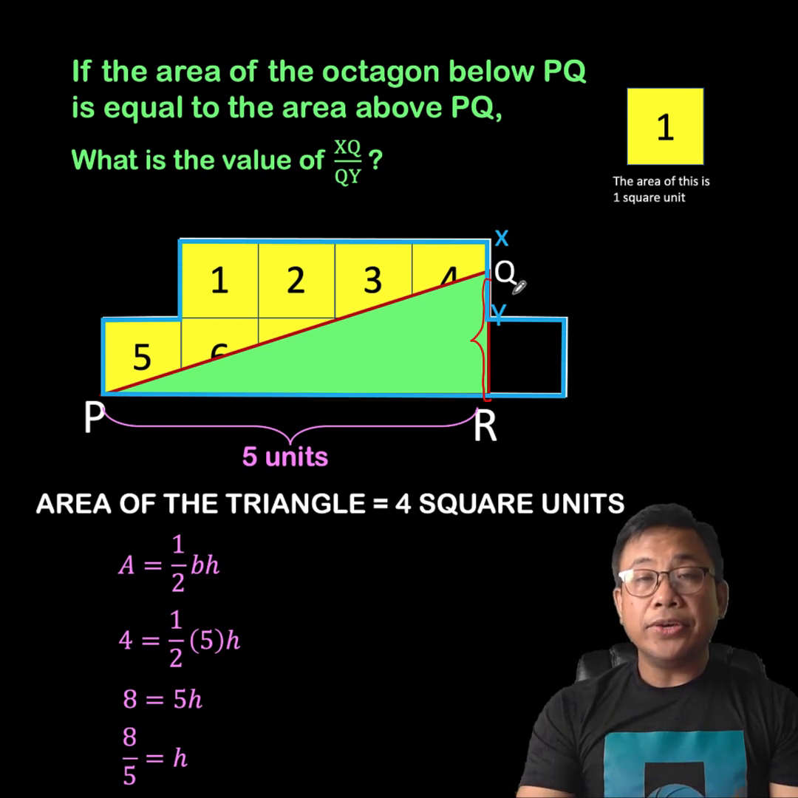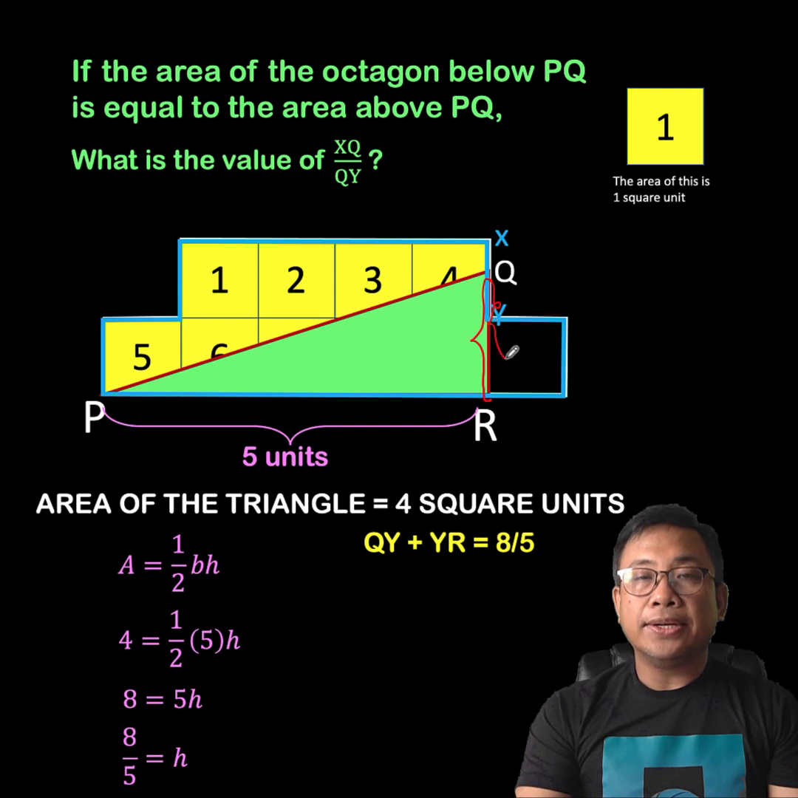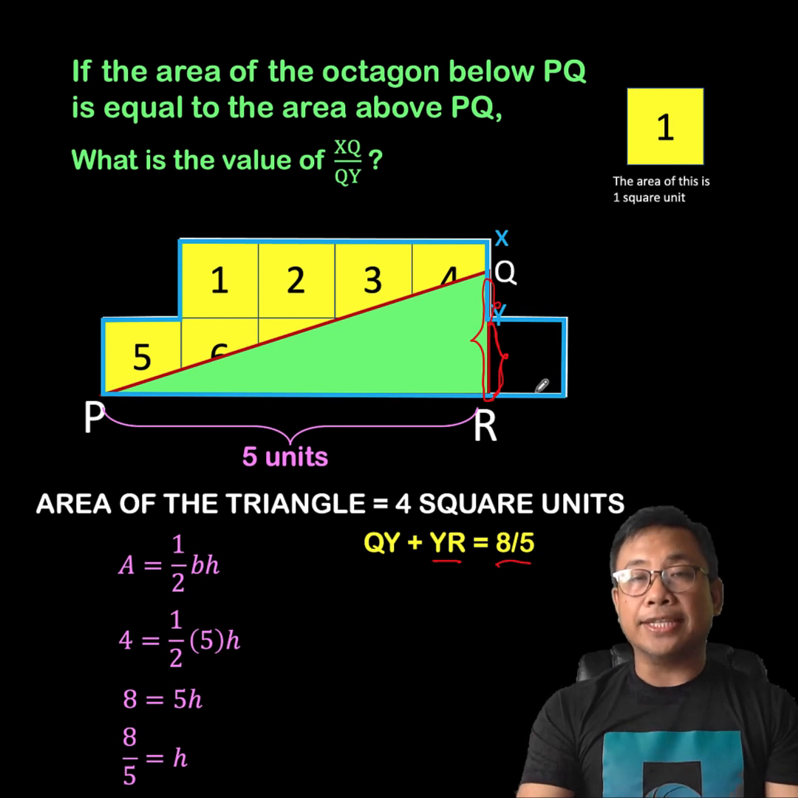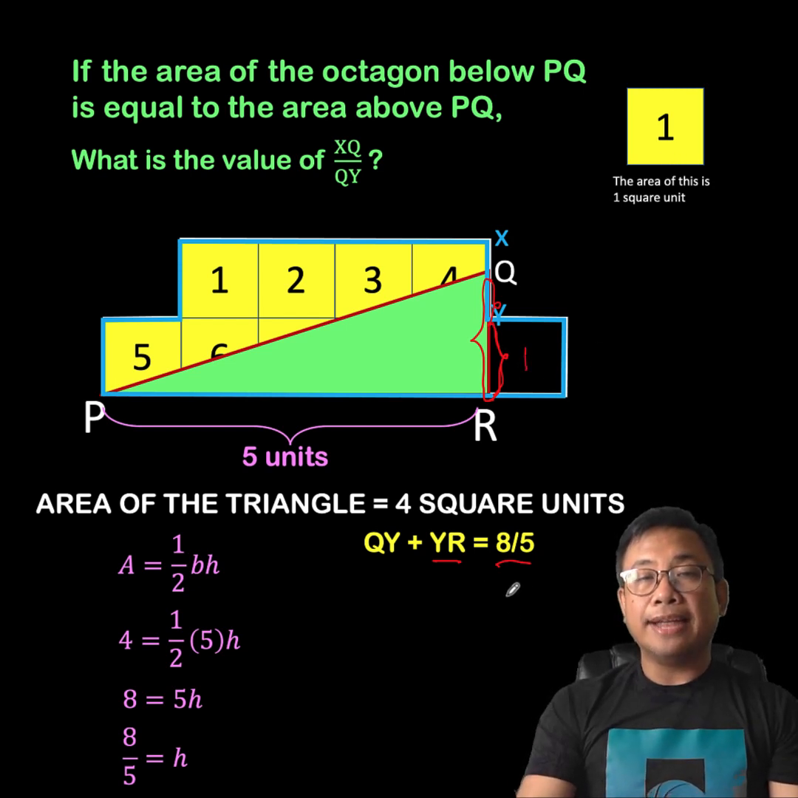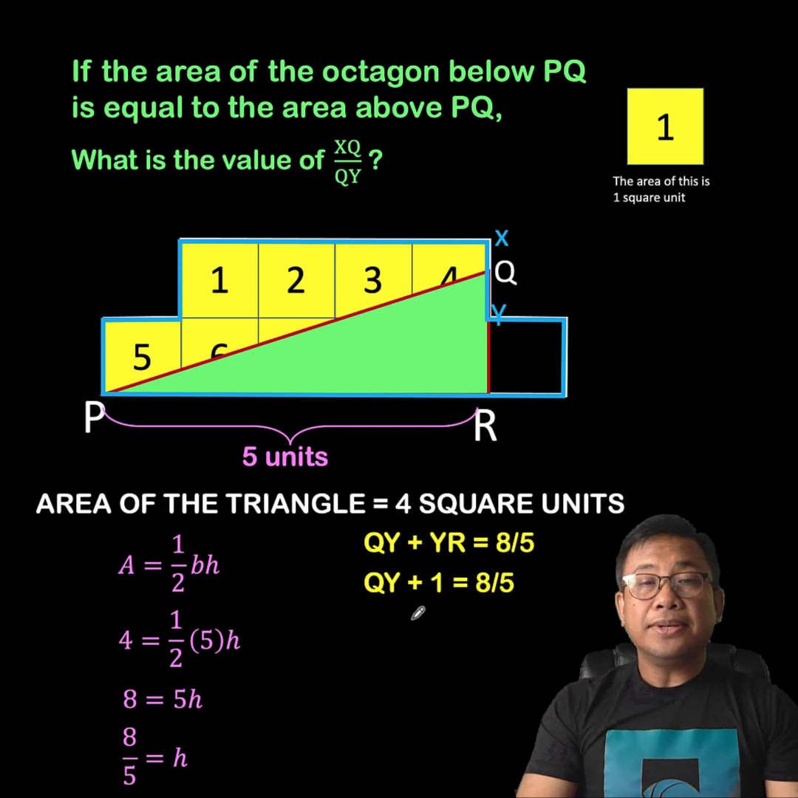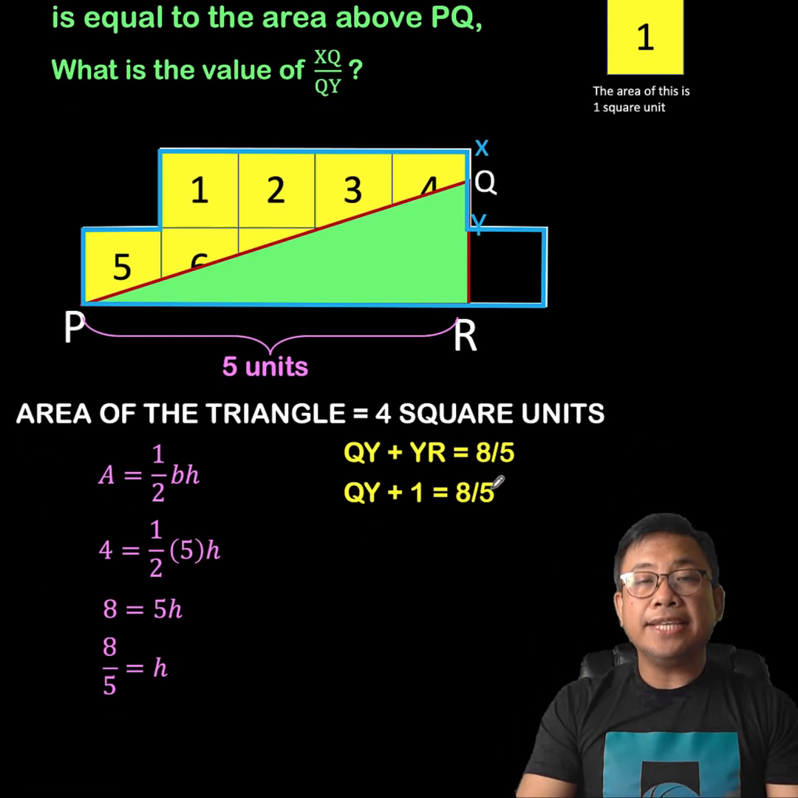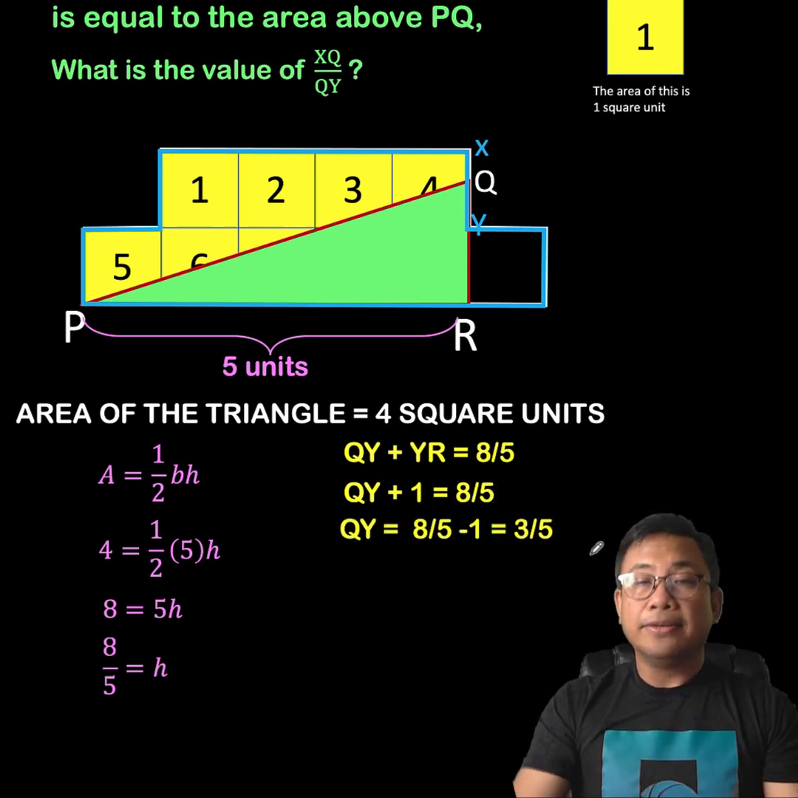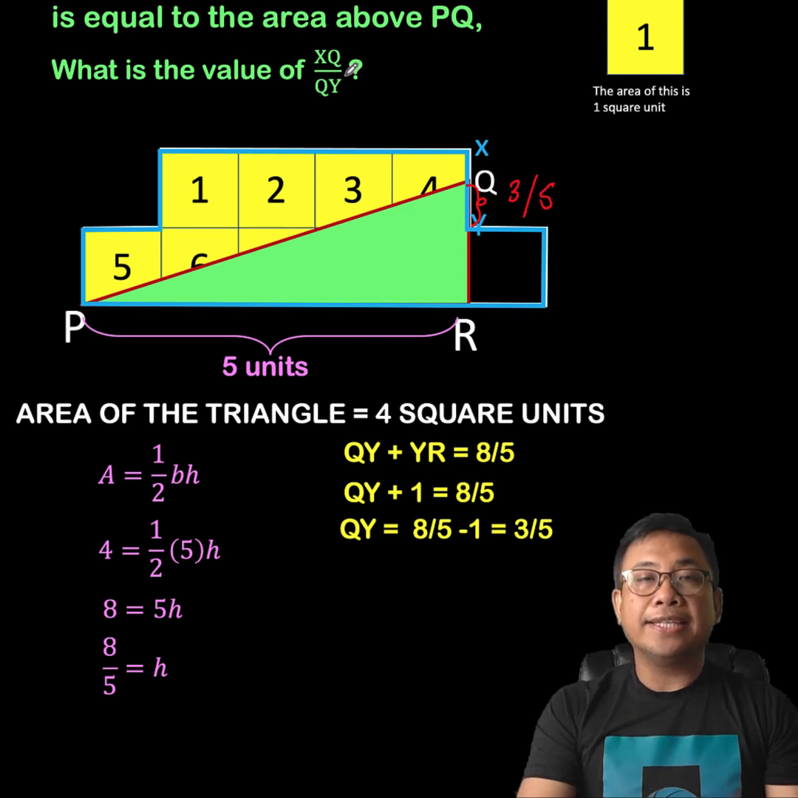But notice now that QR is composed of 2 line segments, QY and YR. We know that the height of the triangle is 8/5, and we know that YR is the side length of one of those squares with an area of 1 square unit and a side length of 1 unit, and therefore the length of YR is 1. And so we can now compute that QY is equal to 8/5 minus 1, which is equal to 3/5. So this QY is equal to 3/5, and that is this denominator.